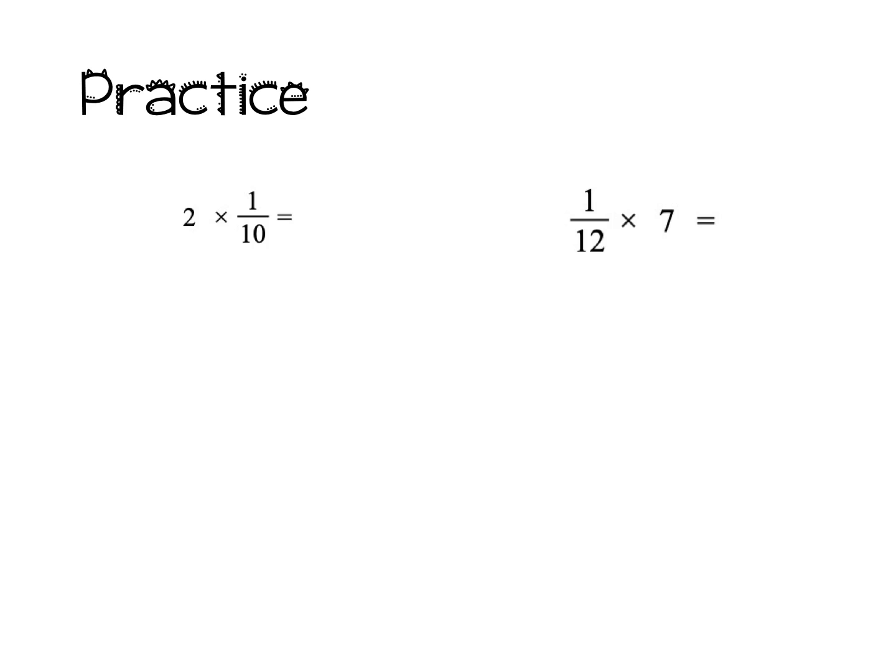Now I want you to try these practice problems on your own. For the first one, you should have gotten 2/10 or 1/5 if you simplified by dividing by 2. For the second one, you should have gotten 7/12, and that cannot be simplified or changed into a mixed number.